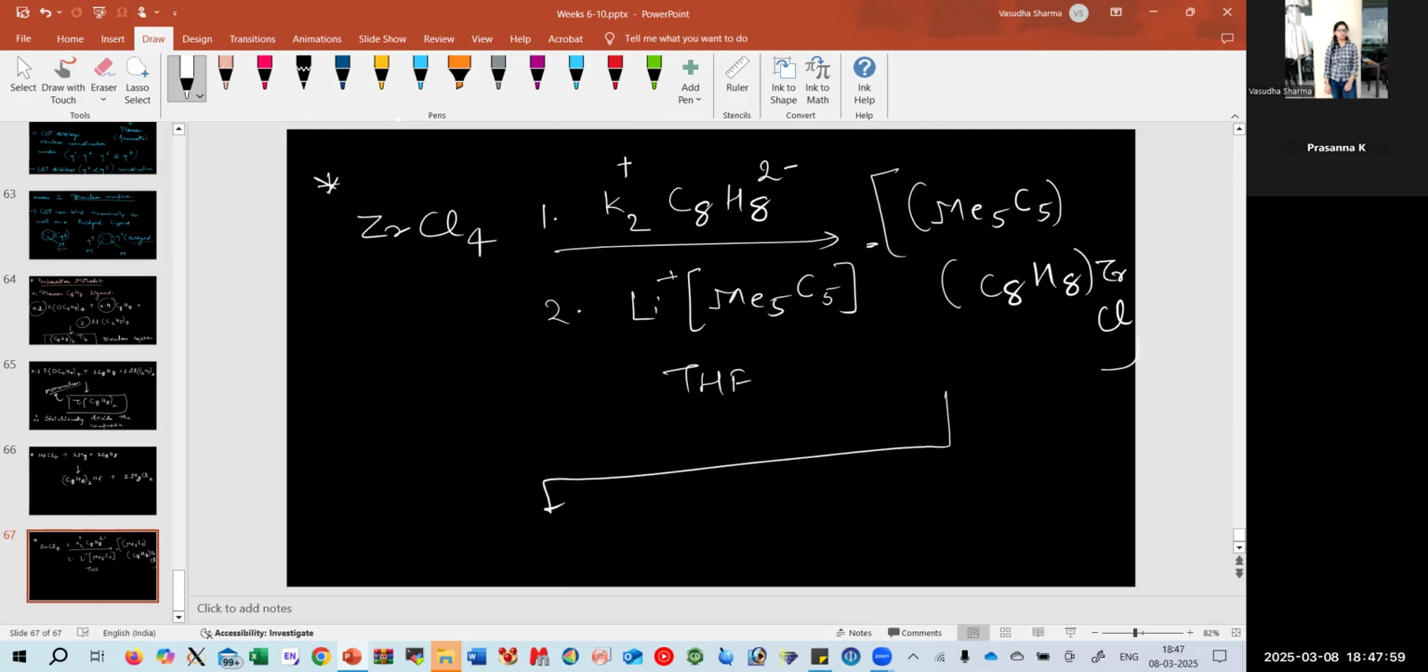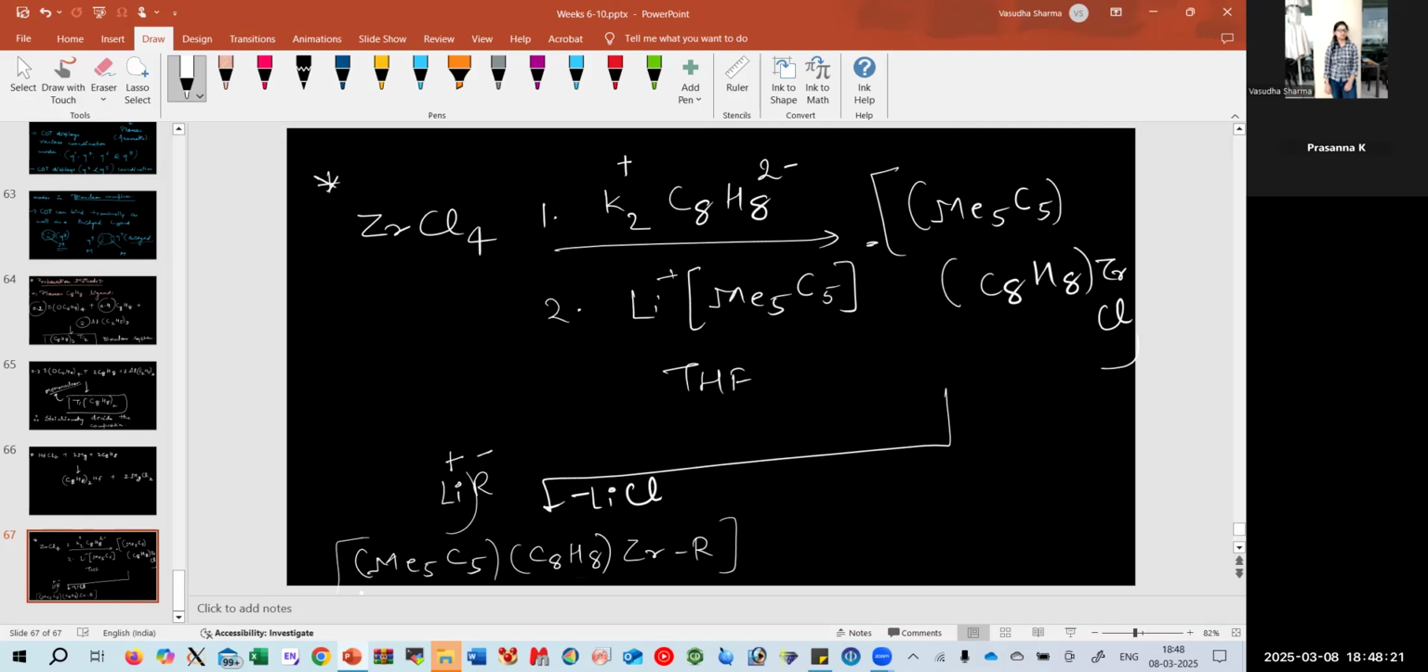Now, in the presence of lithium R, where R is positive and the other is negative, since lithium can easily take your chloride, LiCl would go out and R would coordinate with your zirconium, making Me5C5 C8H8 zirconium bound with your R. R could be any group, an alkyl group.